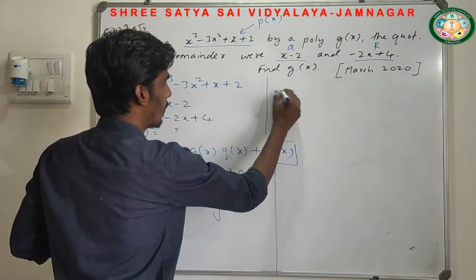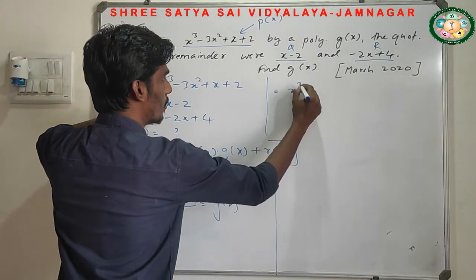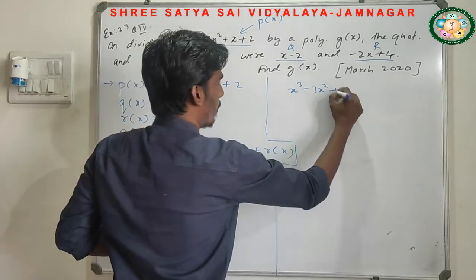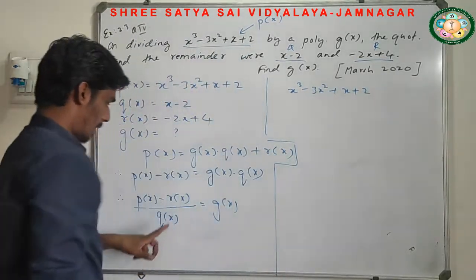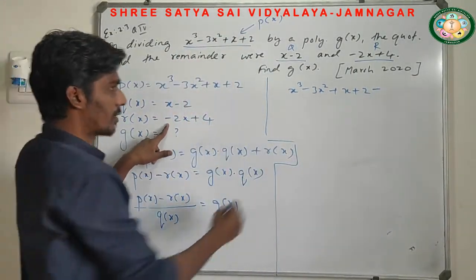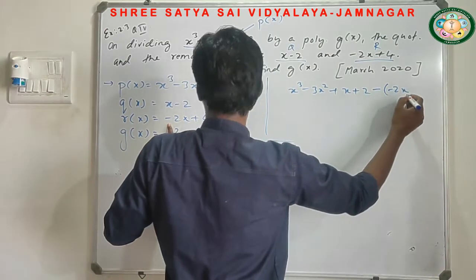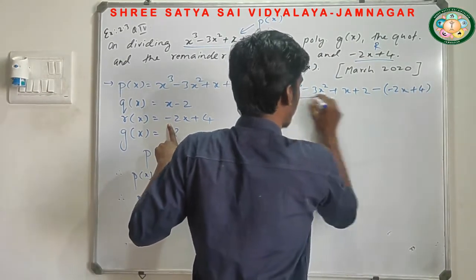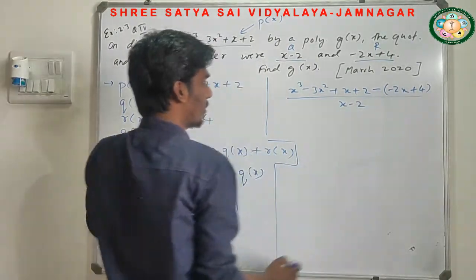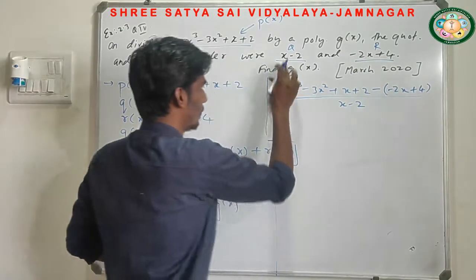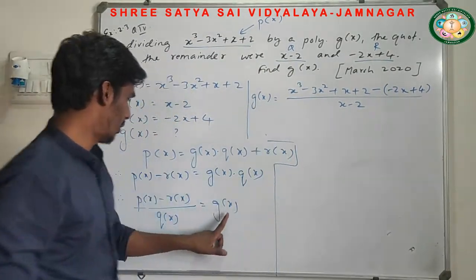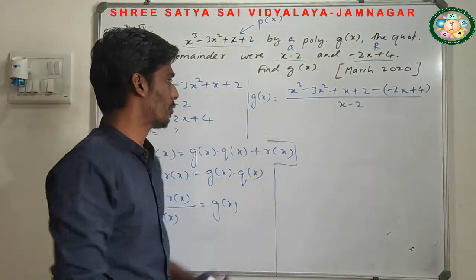P of x is what? P of x is x cube minus 3x square plus x plus 2. Now minus r of x. So it's minus of r of x, which is minus 2x plus 4, divided by q of x. Q of x is x minus 2. And this equals g of x. So g of x equals this.